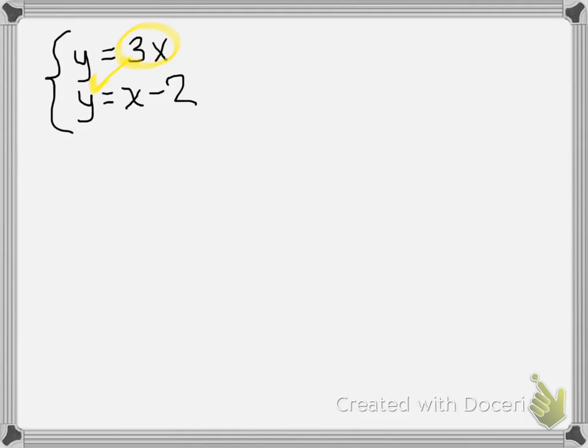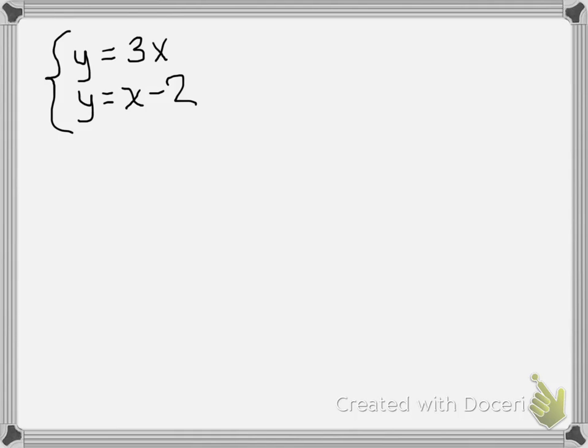So here's another one to try. You might want to pause this, try it on your own, and then come back and see if you did okay. Remember, it doesn't matter which one you substitute in. So I could substitute this 3x into this y, or I can substitute this x minus 2 into this y. It doesn't matter. If you do it a different way, you might want to play until the end and see if you had it right.